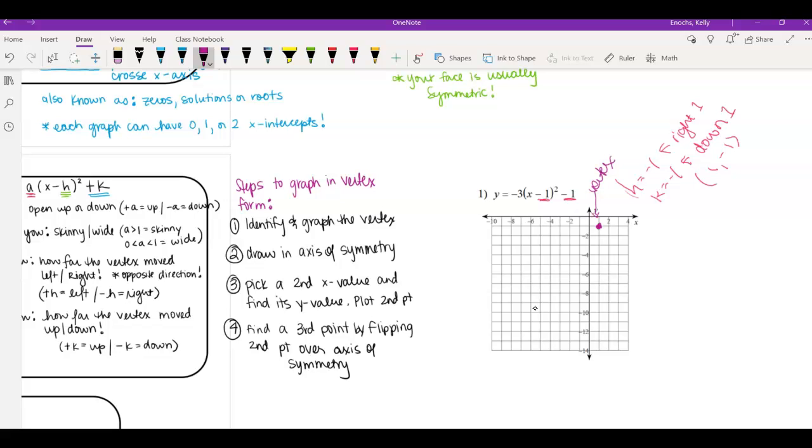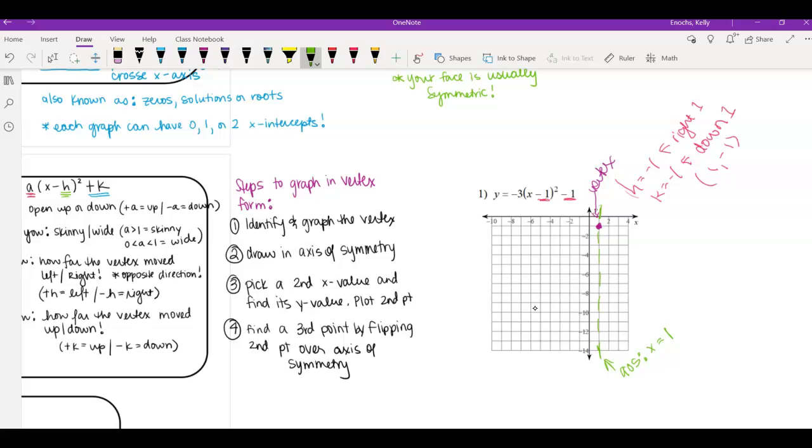Okay. Now, I want to draw in my axis of symmetry. Remember, axis of symmetry is always a vertical line through the vertex. So I'm just going to draw my vertical line right down there on 1. Make sure it's labeled. So there's my axis of symmetry at x equals 1. That really just helps me find that reflection point that we're going to do in step 4. So step 1 was to find the vertex. Step 2 is to draw the axis of symmetry. Step 3 is to pick any other x value we want and find its value.